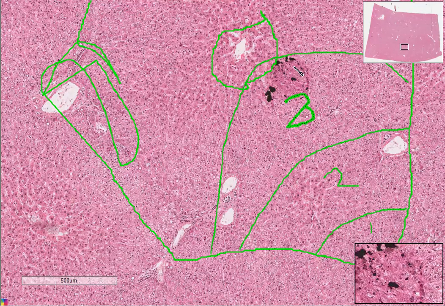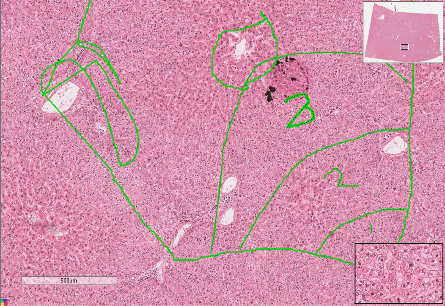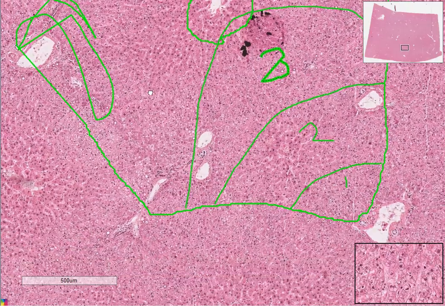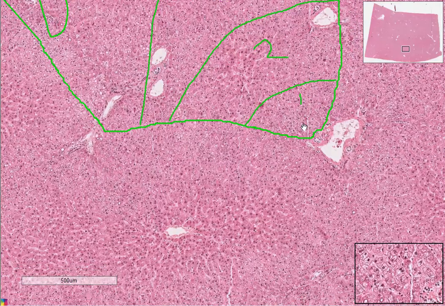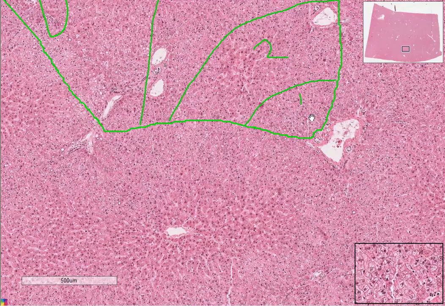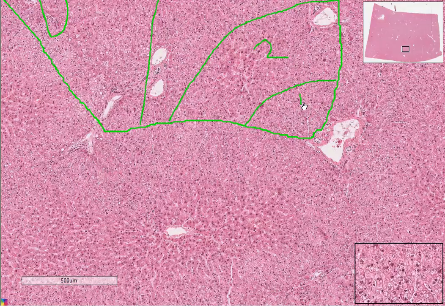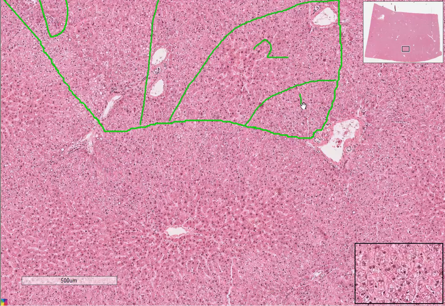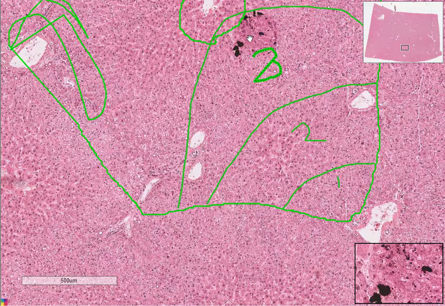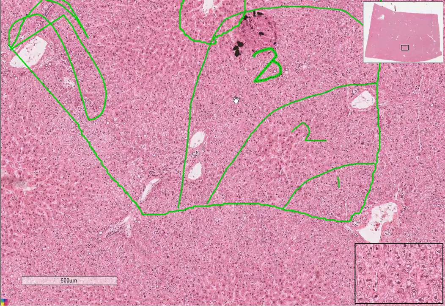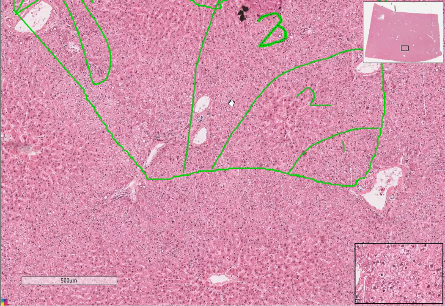So now with these zones, right, the zone closest to the portal artery consists of highly oxygenated blood, but nutrient-poor blood. But the zone closest to the central vein is oxygen poor but rich in nutrients. Okay.